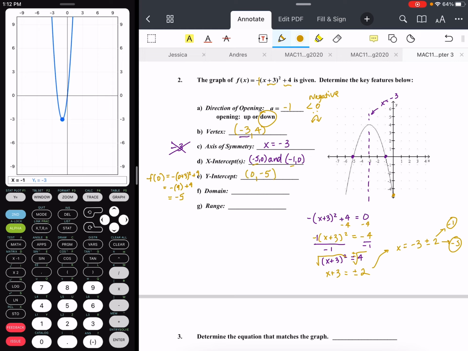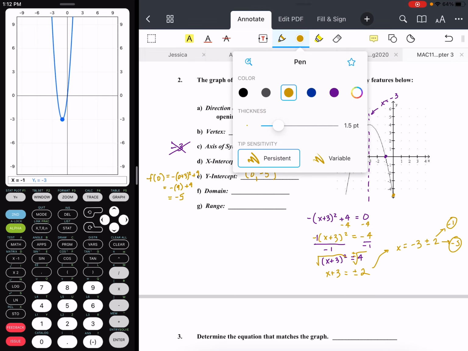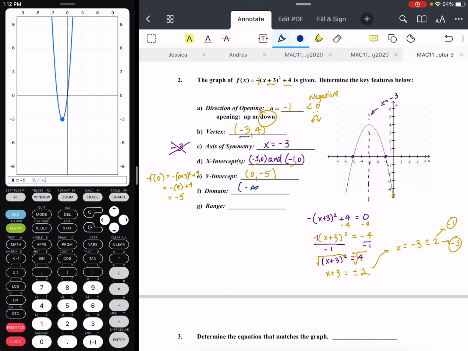Okay. For our domain, because we have a polynomial function, -infinity to +infinity. And for our range, the y value from our vertex will always make an appearance in our range. So remember, our vertex is (-3, 4). 4 is that maximum function value. It's the highest value on our function. So that +4 y value is going to appear on the right side of our range. And then on the left, we'll go from -infinity up to a maximum of y equals 4.